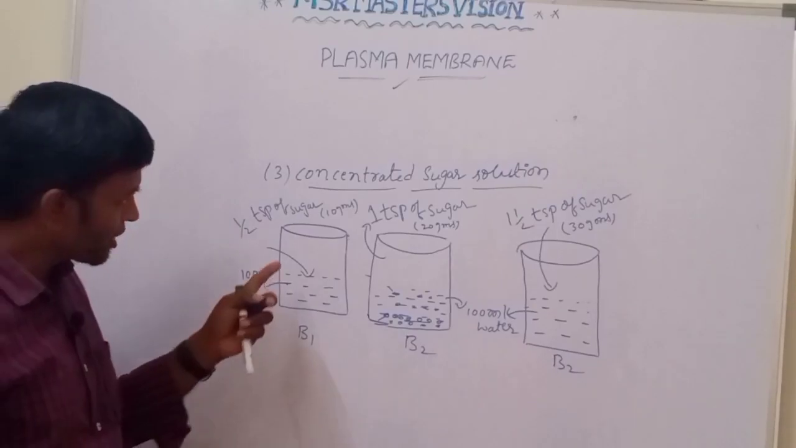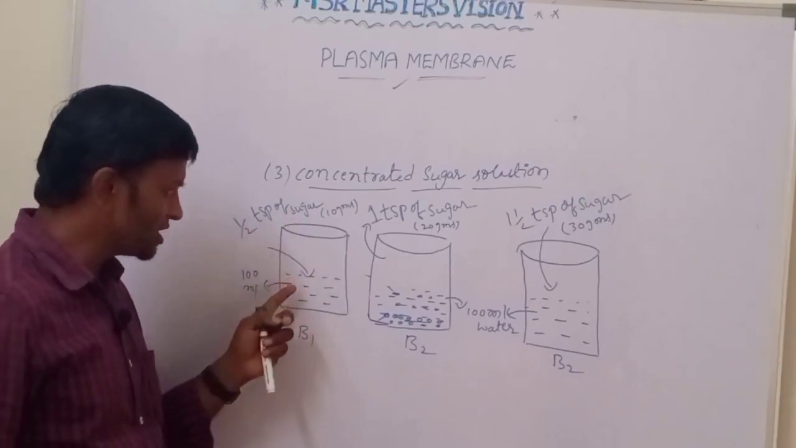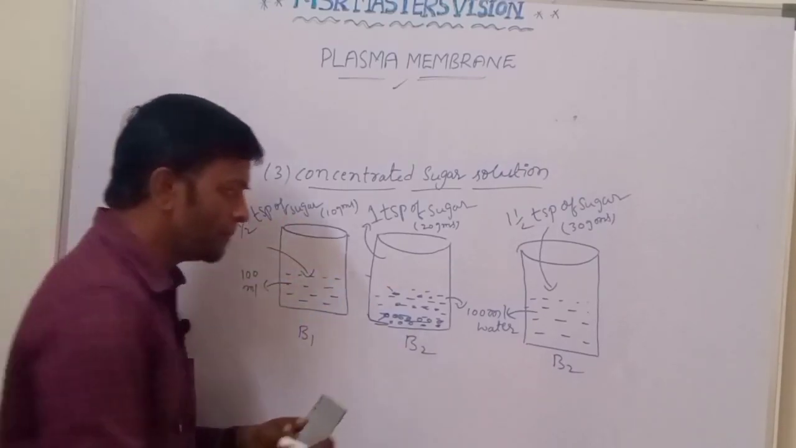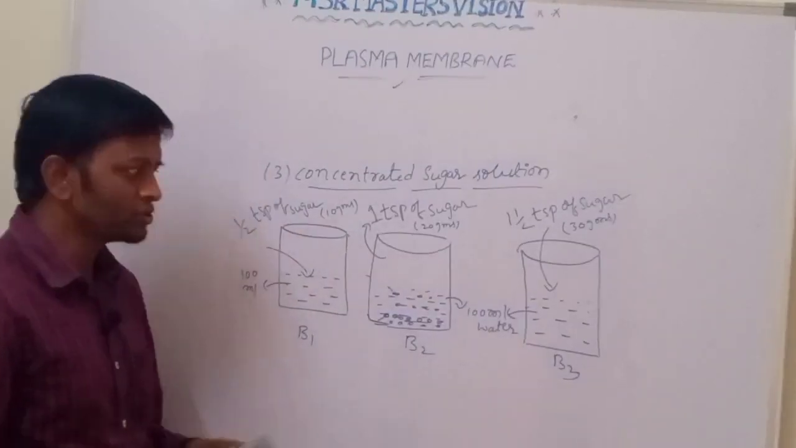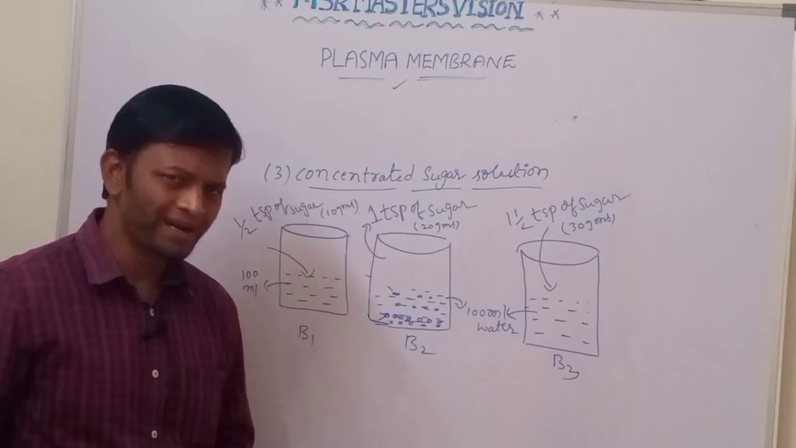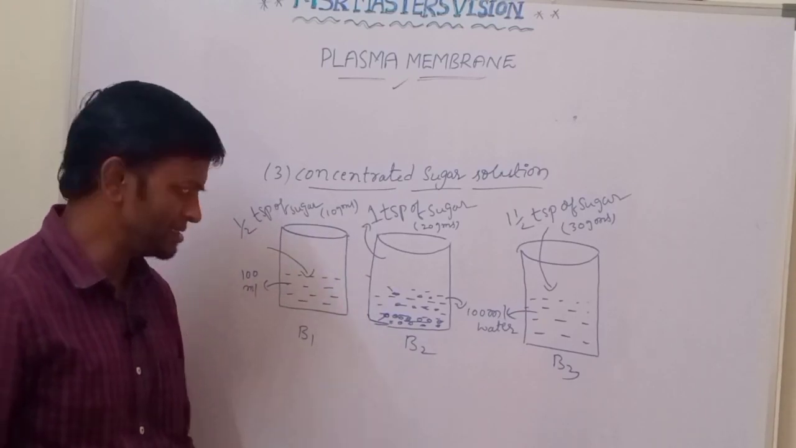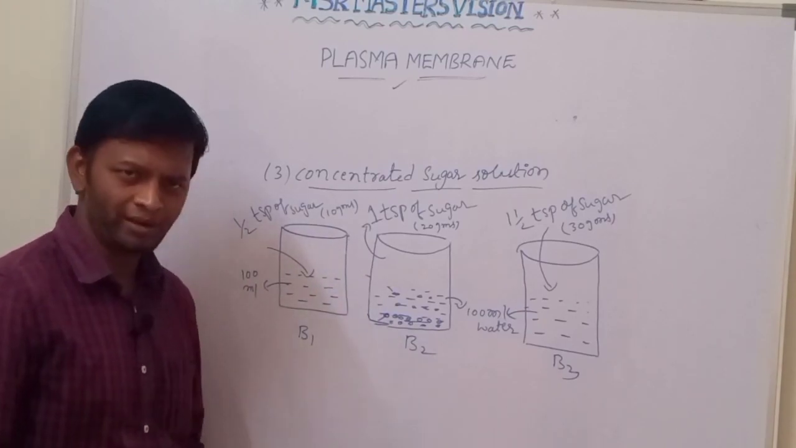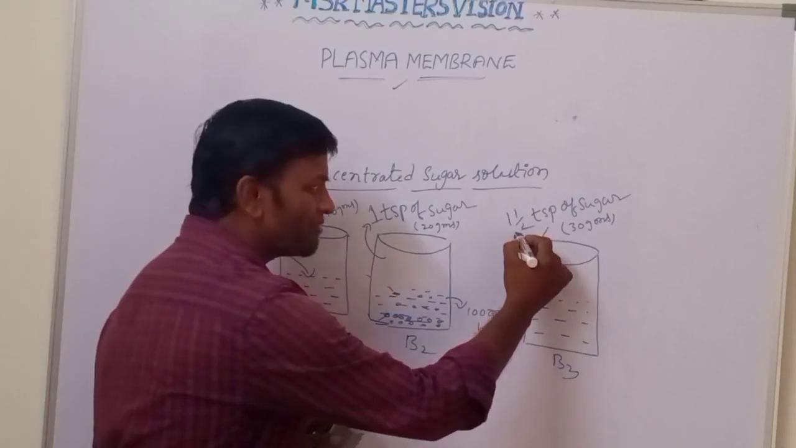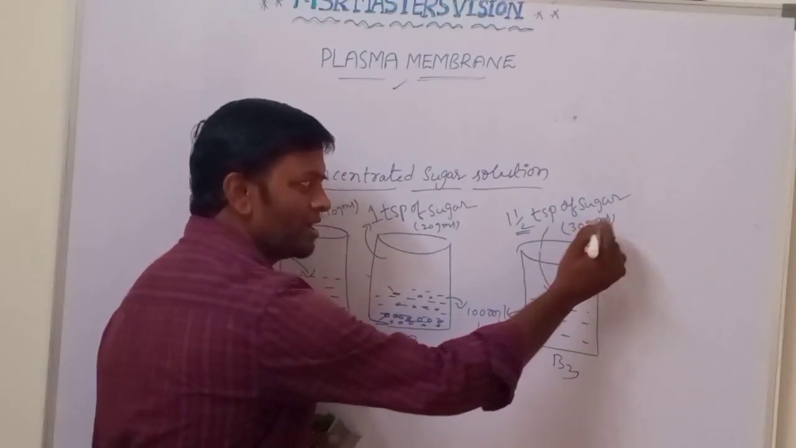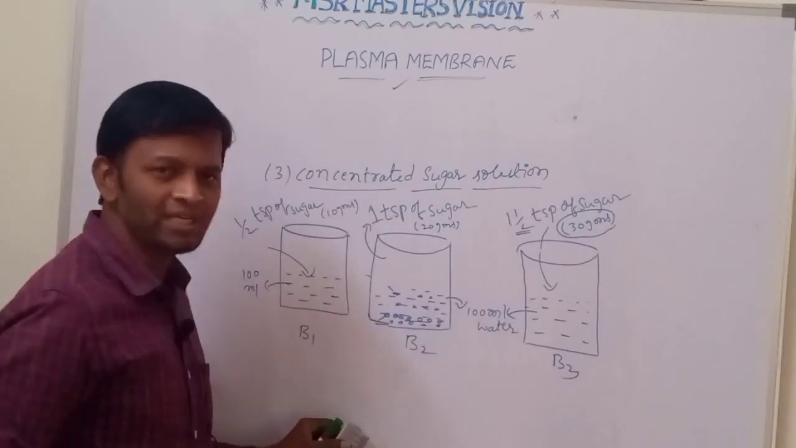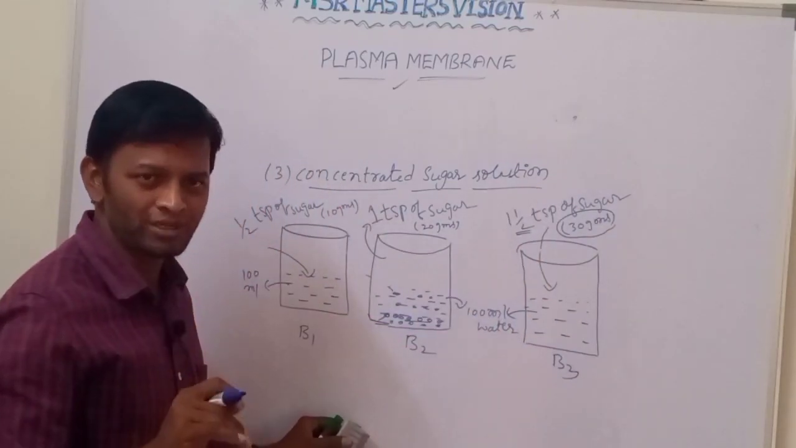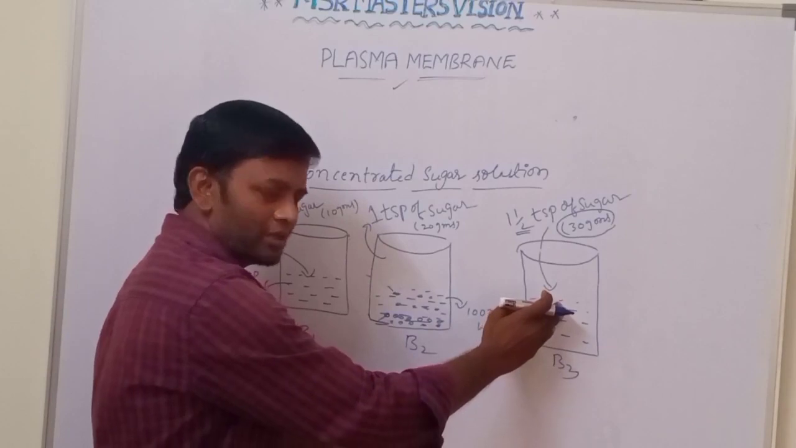If you compare the concentration of sugar solution in beaker 1, beaker 2 and beaker 3, which beaker has more concentration? Beaker 3 has more concentration. Why? Because for beaker 3 we added 30 grams of sugar.